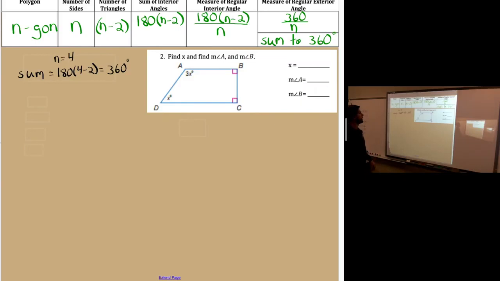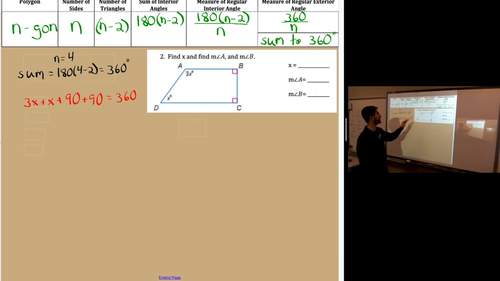So I know that all of these four angles added together are going to be 360 degrees. So all I'm going to do is add up what they are. So 3x plus x plus, what does this sign here mean? It's 90 degrees. Perfect. It's a right angle. 90 and 90. Therefore, the equation is 3x plus x plus 90 plus 90 equals 360. And remember, we found 360 by finding the sum of the interior angles.